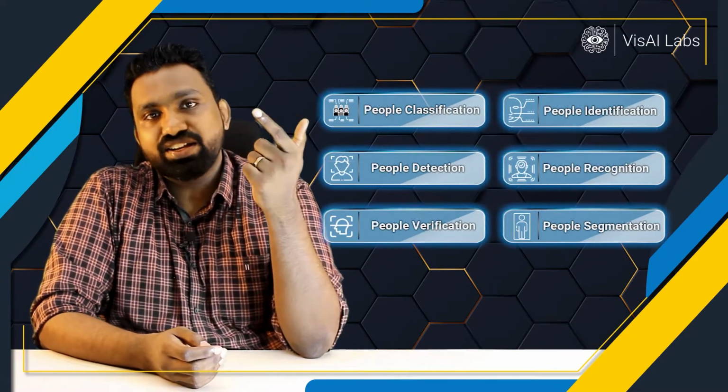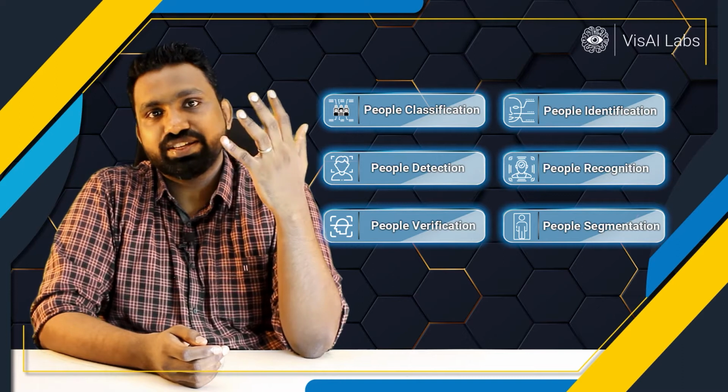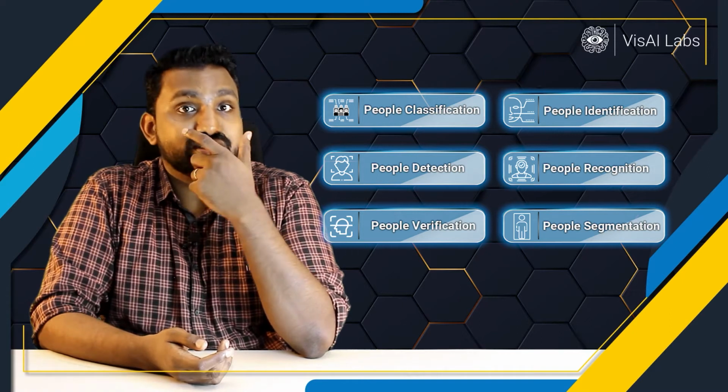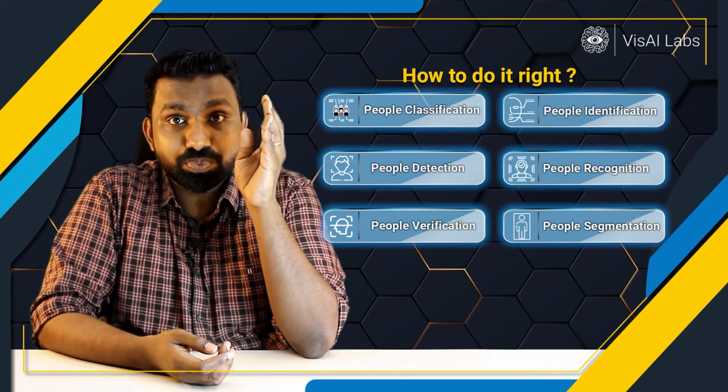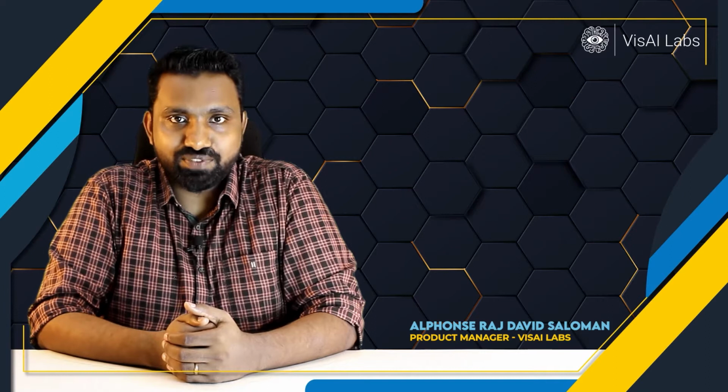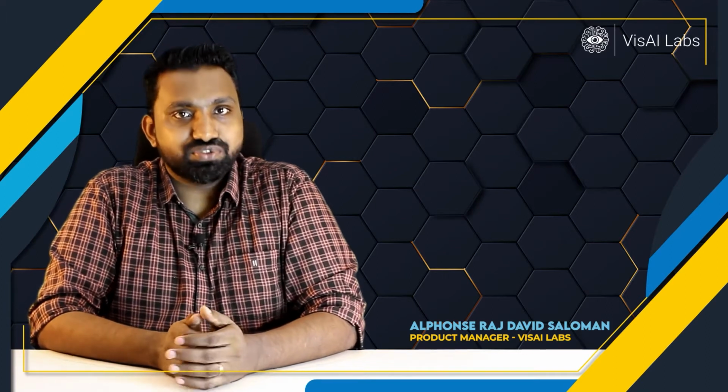If creating testing scenarios for people classification, identification, verification, detection, segmentation, and recognition use cases across various industries is a tedious process, knowing how to perform them right is another game altogether. Hi, this is Alphonse, and in today's edition of Unraveling Computer Vision and Edge AI for the Real World, I'll be talking about how to choose the right testing methodology for your people detection systems based on use cases once the testing scenarios are chosen.